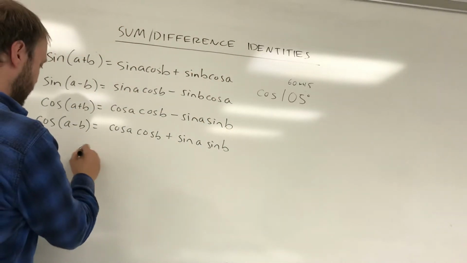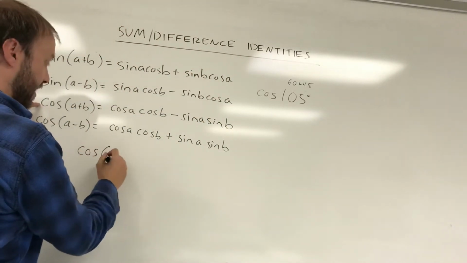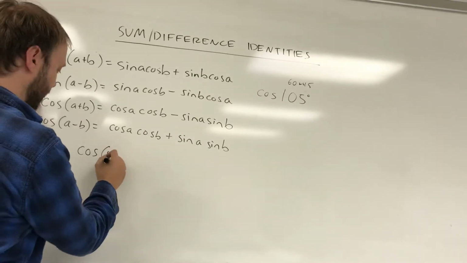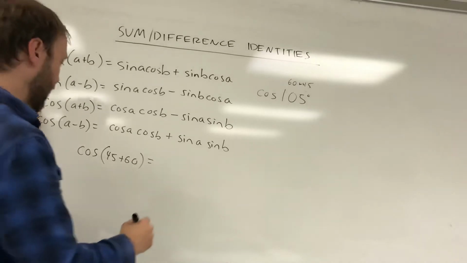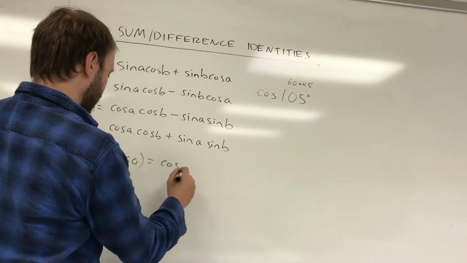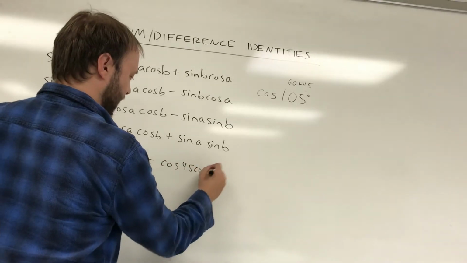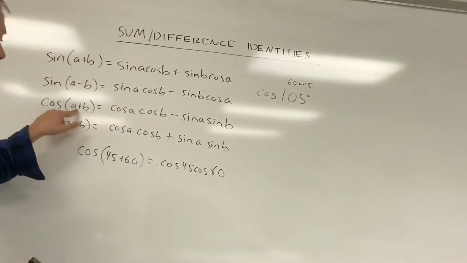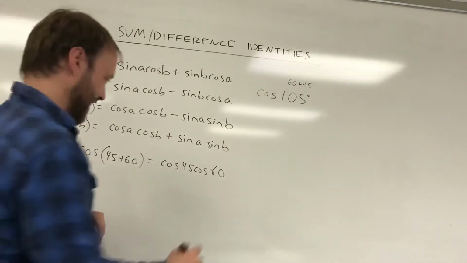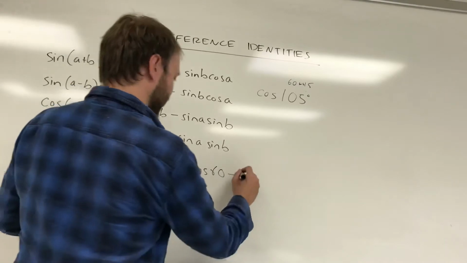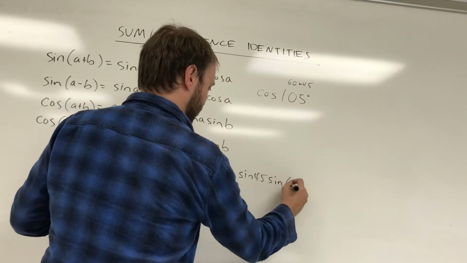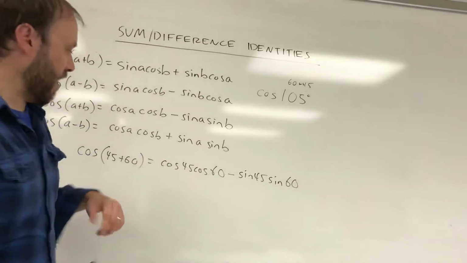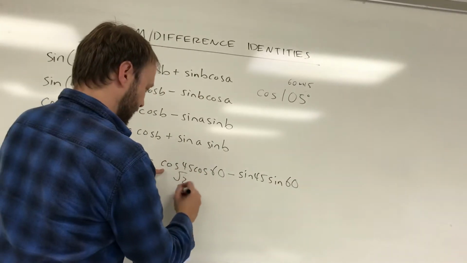So that's going to be the cosine sum formula. That's the cosine of, and it doesn't matter, you can do 45 plus 60, or you can do 60 plus 45. You should get the same answer in the end. So you take the cosine of both angles, cosine of 45 times cosine of 60. But for the cosine sum, you subtract. And it's going to be sine of 45 times sine of 60.